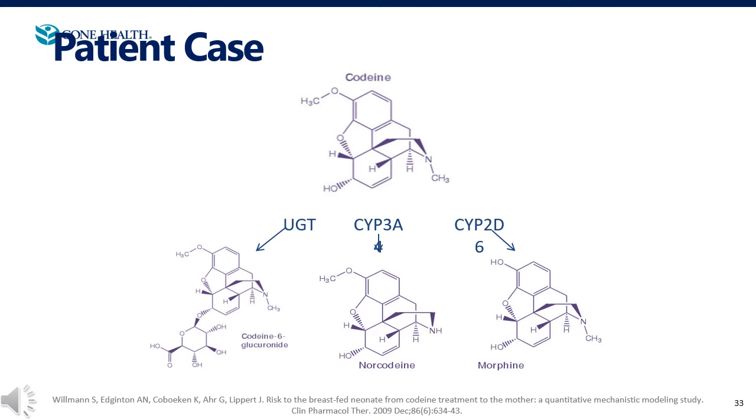Codeine normally undergoes multiple metabolic pathways. Normally, glucuronidation converts 50 to 70% of the compound to a less active form, codeine 6-glucuronide. 10 to 15% is converted by CYP3A4 to norcodeine, and finally the remaining 5 to 15% is converted to morphine by CYP2D6 before undergoing glucuronidation for eventual elimination.